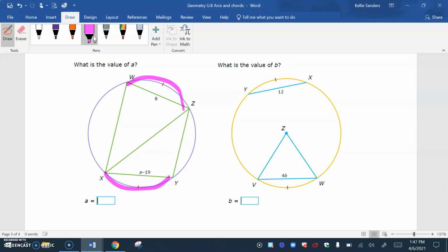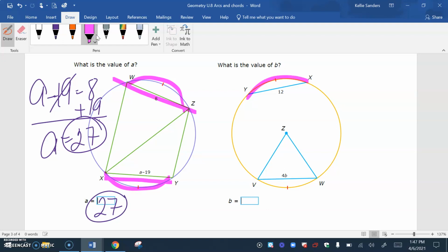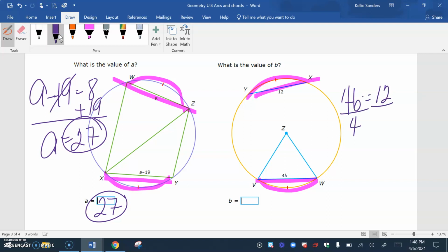This arc and this arc are congruent, so this chord and this chord would be congruent. So A minus 19 equals 8. Add the 19. A is 27. And we're looking for A, so we would be finished. This arc and this arc are congruent, so this chord and this chord are congruent. So 4b equals 12, divide by 4, and b is 3.